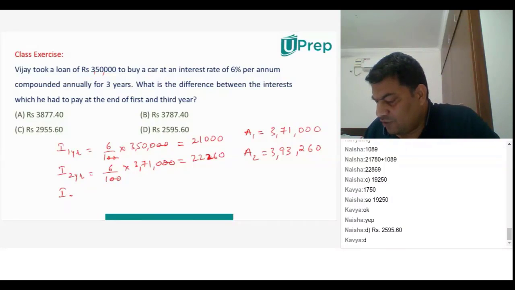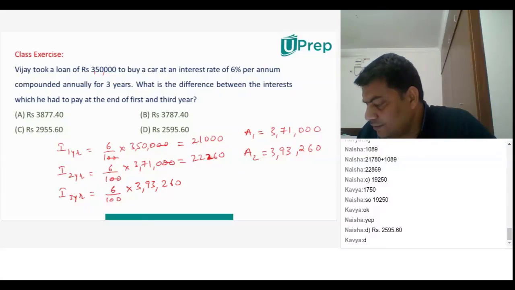So I'm sure you calculated then interest at the end of third year, which is nothing but once again 6 by 100 times of 3,93,260, right? So 1 zero got cancelled. You multiplied with 6 and divided by 10. Correct? Tell me how much is that? 23,595.60.